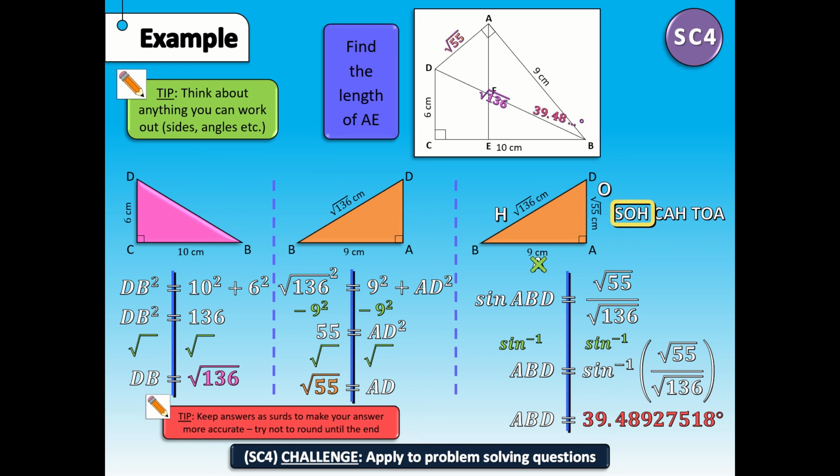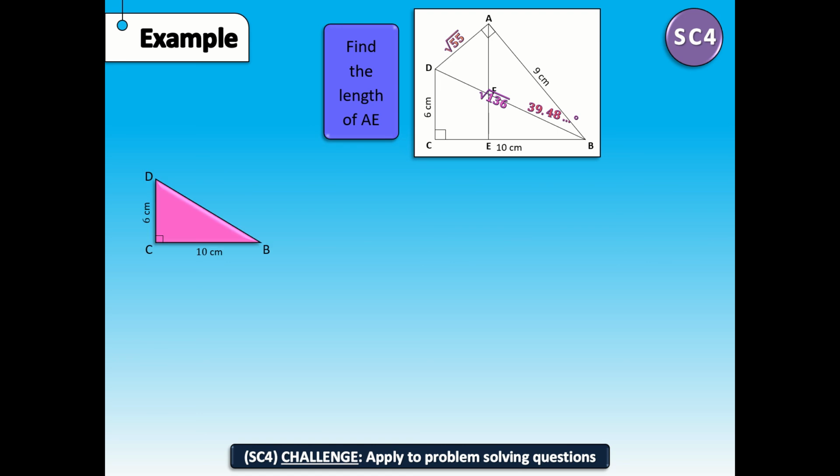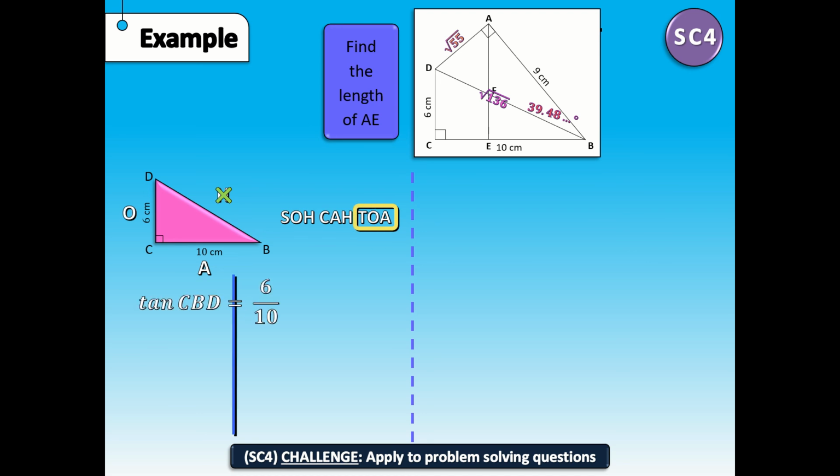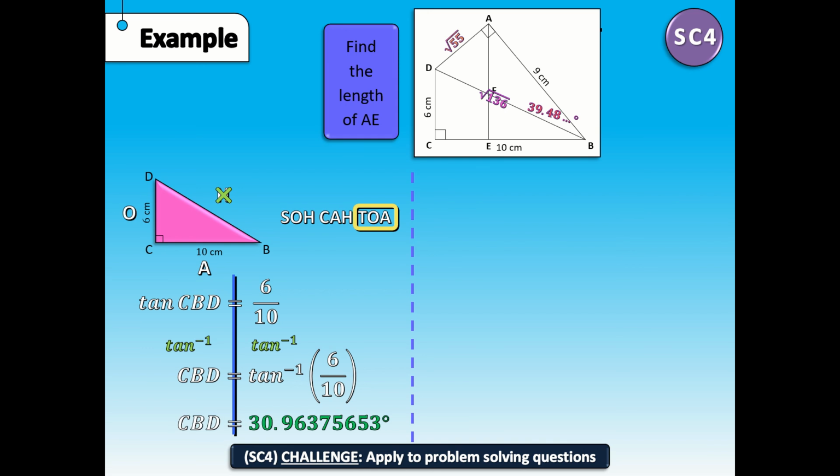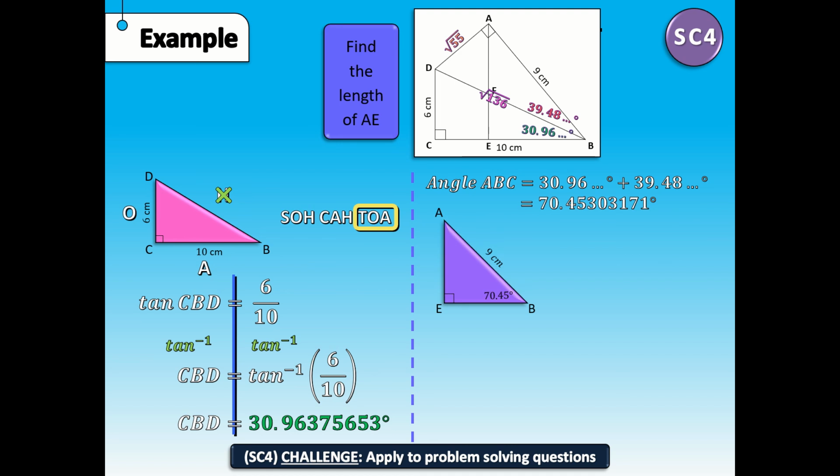Then I can work out the other angle at B of this triangle here. So I use TOA. Which means angle CBD is 30.96 degrees. So that whole angle there, if I add those together, is 70.445 degrees.